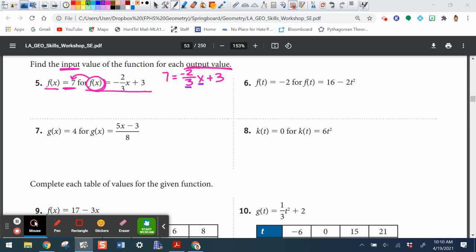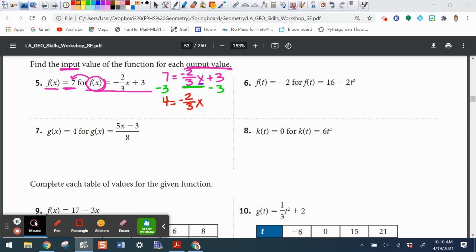I prefer, though, to keep this x term on this side by itself right now. I like to get my x terms by themselves first. So I'm going to move this positive 3 over here by subtracting 3. This is by no means the only way to do this, but I think it's a great method here. So now we've got the x term by itself on the right, negative 2/3 x.